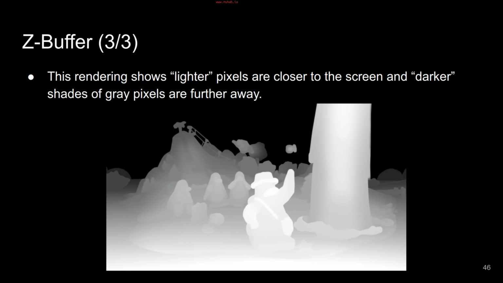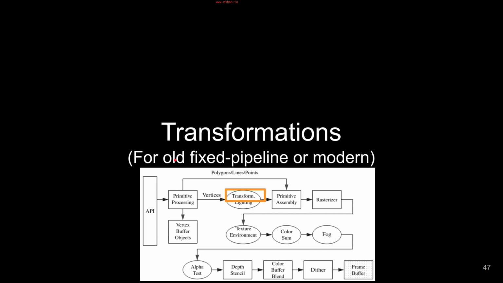Okay, so we talked about that a little bit last time, and here's just visualizing the Z buffer, or we call it the depth buffer sometimes, where the lighter pixels are closer to the screen and darker shades of gray pixels are further away. Okay, so just a little bit more review there.